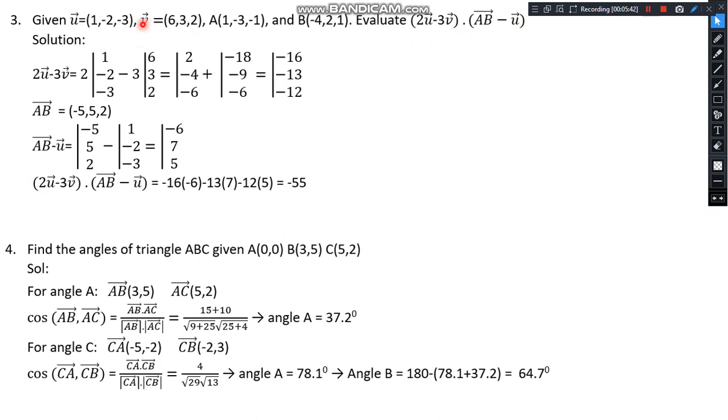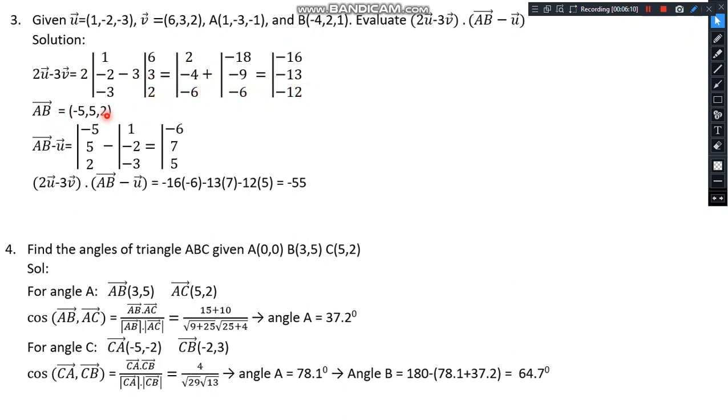Now we have vectors u and v and points A and B. Evaluate the vector sum times the vector sum. A vector sum is a vector, and a vector times a vector is a number, so I must have a number here. So I do 2u minus 3v, 2u minus 3v, so 2 minus 18, okay, it's minus 16, minus 2 minus 9 is minus 13, minus 6 is minus 12.